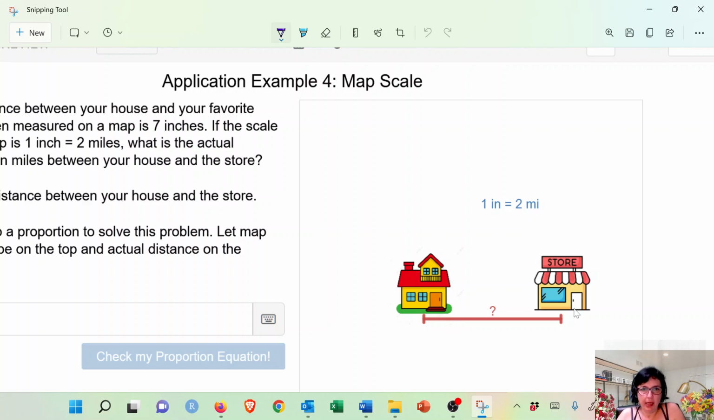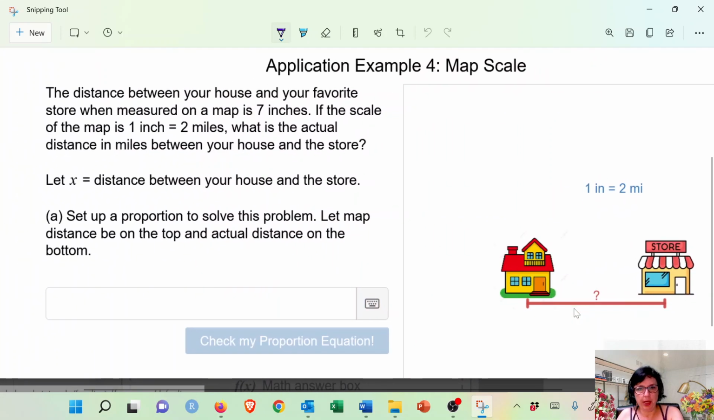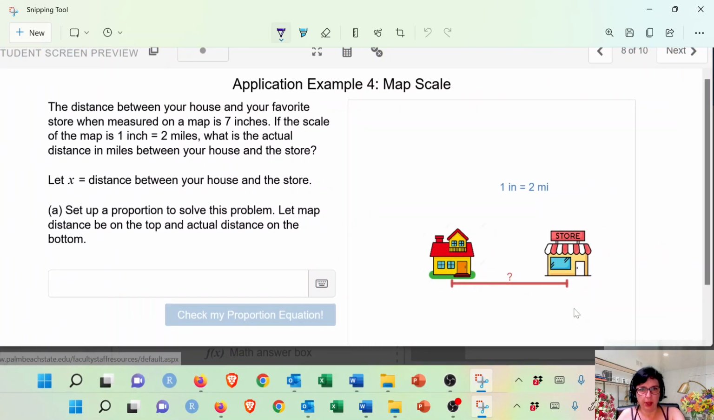In our final example of this section, we are going to talk about maps and how we solve problems with maps. This is actually a very cool kind of stuff, and this is very practical. So imagine you have a map, right? And what it tells you is that the distance between the house and your favorite store on the map shows up as 7 inches, right? Now, you know the scale of the map is 1 inch is the same as 2 miles.